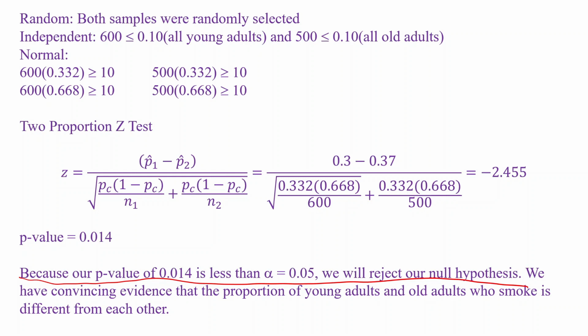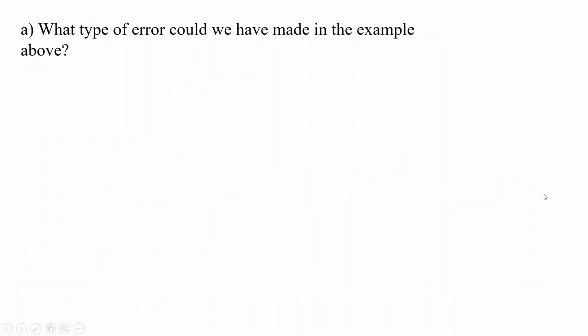And that's our 4-step process. Okay? I have 2 follow-up questions here about this, just kind of pulling in some of the information we've talked about from our other sets of notes. A, what type of error could we have made in the example above?